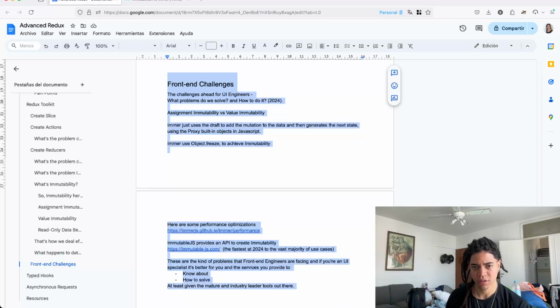Exactly. Front-end challenge. Assignment immutability versus value immutability.